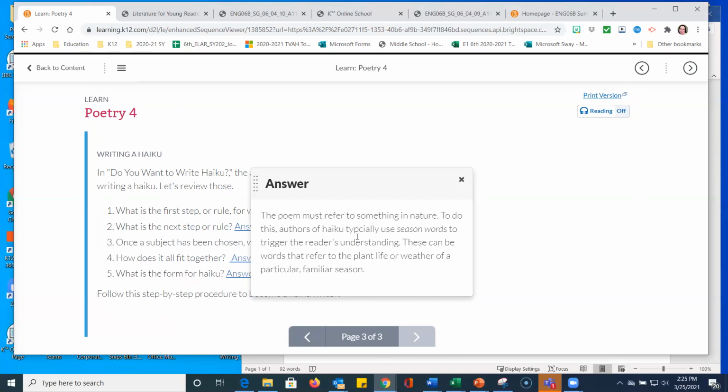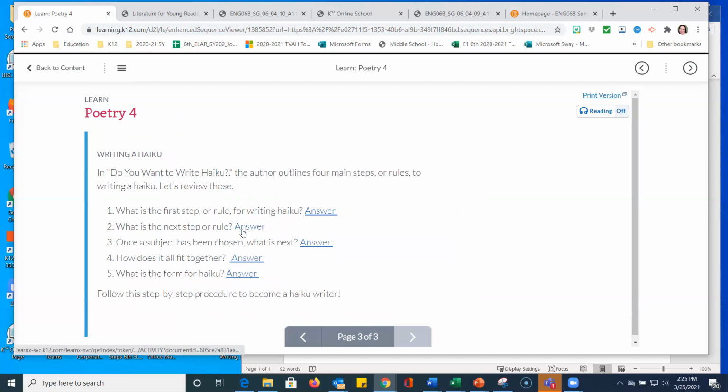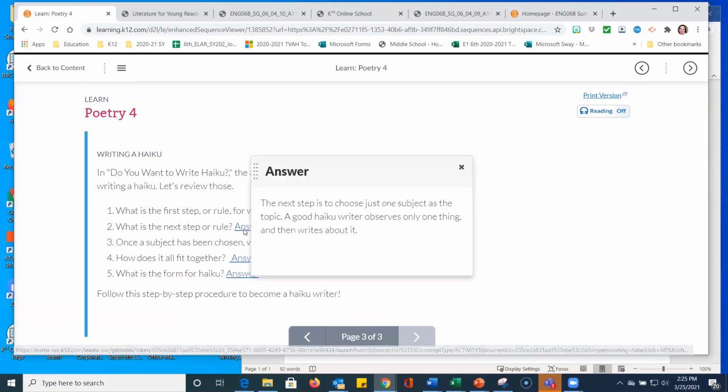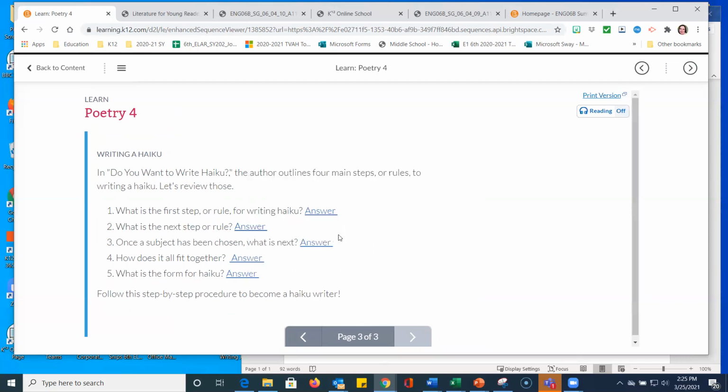To do this, authors of haiku typically use season words to trigger the reader's understanding. These can be words that refer to the plant life or weather of a particular familiar season. What is the second rule? The next step is to choose just one subject as the topic. A good haiku writer observes only one thing and then writes about it.